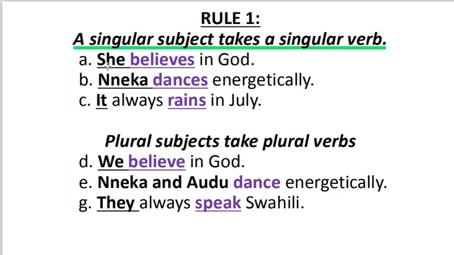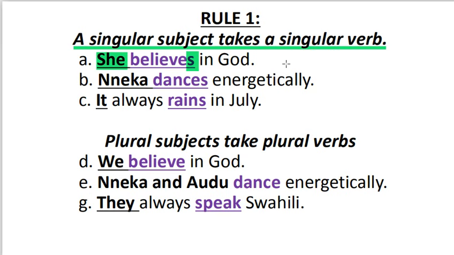Example A, she believes in God. Because she is one person, then the verb believe will also be in singular, and that makes it believes. Remember, it is the singular verb that carries S. So believes is a singular verb. Singular subject, she, and the singular verb believes. That is what we call Concord. A singular subject takes a singular verb.